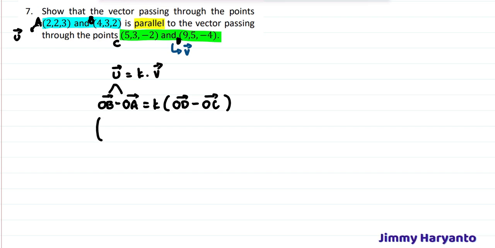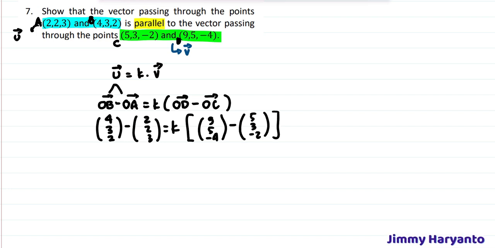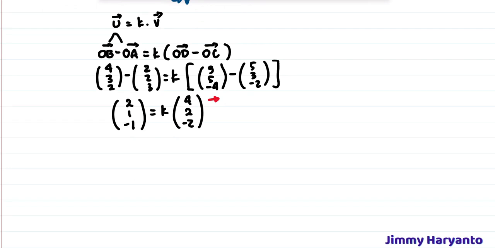Okay, let's try this. So OB, which is 4, 3, 2, minus OA, which is 2, 2, 3, equals K times OD, which is 9, 5, negative 4, minus OC, which is 5, 3, negative 2. There you go, and then you calculate each of them. You will have 2, 1, and negative 1 for this one, and then K times 4, 2, and negative 2.